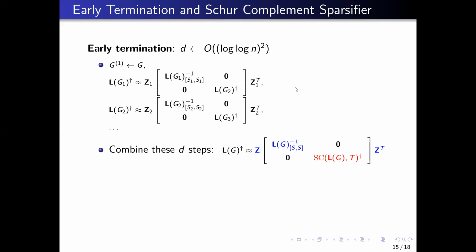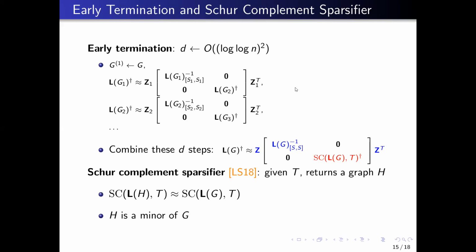Instead of directly approximating the Schur complement of LG onto T by the vertex sparsifier, we use the Schur complement sparsifier, first proposed by Li and Xiaorui in 2018. We use the vertex sparsifier chain to obtain the set T and take advantage of the Schur complement sparsifier to return a good minor H, satisfying that the Schur complement of LH onto T approximates the Schur complement of LG onto T.